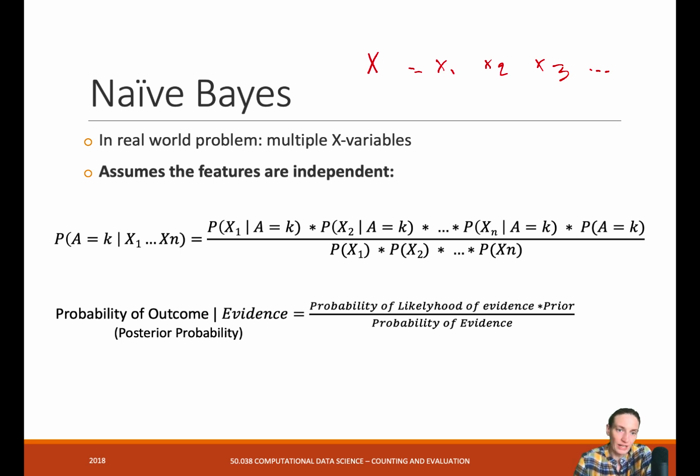So if we look at Bayes' theorem, and we now assume that the features are independent, we can write it as follows. The conditional probability of A being k given all of our input features equals the probability of feature 1 given A is k, times feature 2 given A is k, etc., for all the features until n, times the prior probability of A, over the prior probabilities for each individual input feature multiplied. So basically, the probability of a certain outcome given the evidence, being the x's or input features, equals the likelihood of the evidence times the prior, divided by the probability of the evidence.